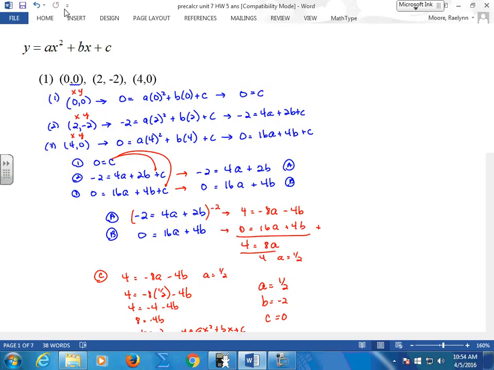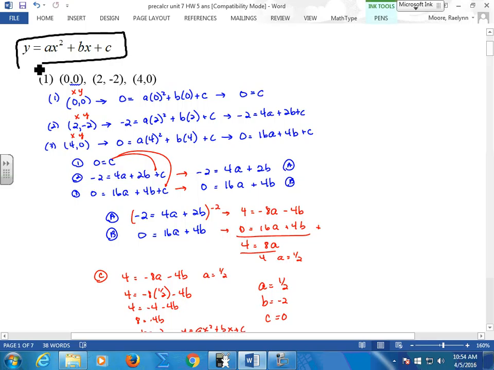So we know our quadratic follows this format. We know that if these are x and y's, if I replace the x and y, I still need to find an a, a b, and a c. So all we're doing is setting this up right here: y equals ax squared plus bx plus c.